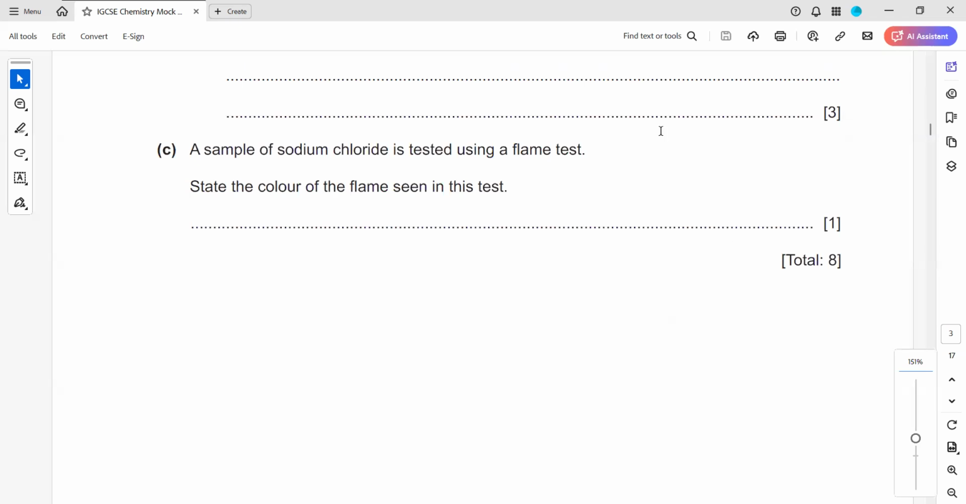A sample of sodium chloride is tested using a flame test. So if we test it, because it contains sodium metal, what is the observation of the flame color? Yellow. It will be yellow.